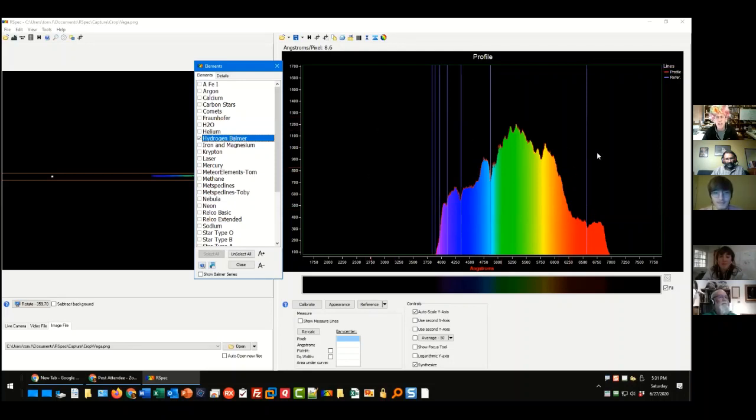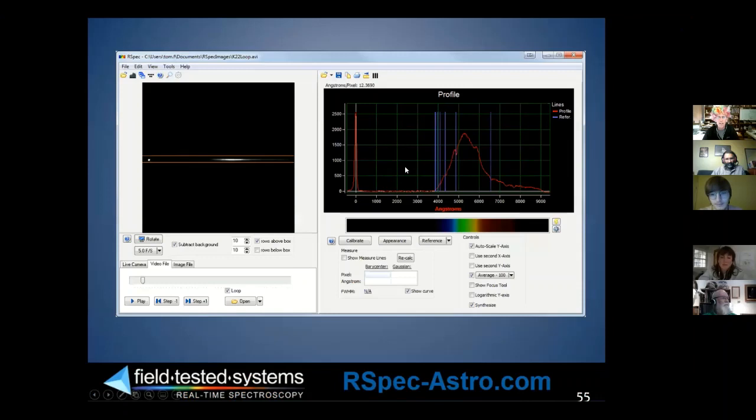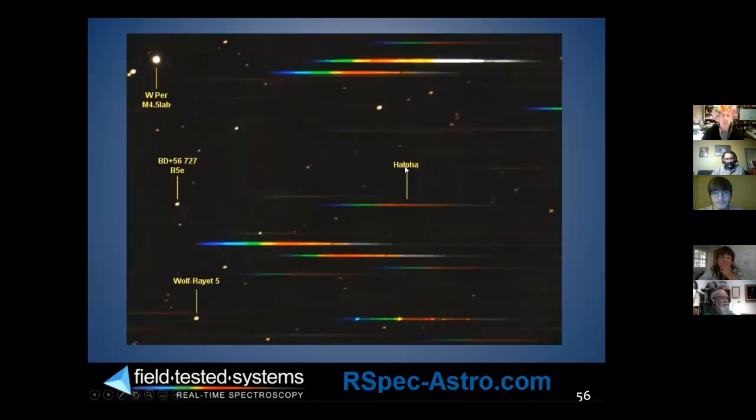Remember this image here with these hydrogen lines through it, because we're going to come back to that in a little bit. So let me minimize that and get back to the slideshow if I can. Great. So let's look at some other examples.